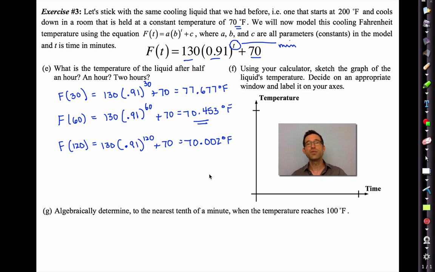Letter F then says, using your calculator, sketch the graph of the liquid's temperature. Decide on an appropriate window and label it on your axes. So go for it. See what you can do.